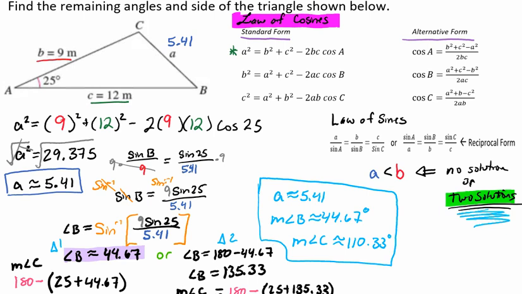And so that's how you can find the remaining sides and angles of an oblique triangle when it is a side-angle-side triangle using the law of cosines and the law of sines.